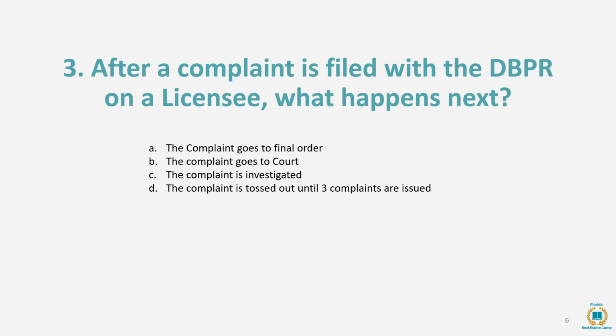Number 3, after a complaint is filed with the DBPR on a licensee, what happens next? Is it A, the complaint goes to final order? B, the complaint goes to court? C, the complaint is investigated? Or D, the complaint is tossed out until 3 complaints are issued on the licensee?